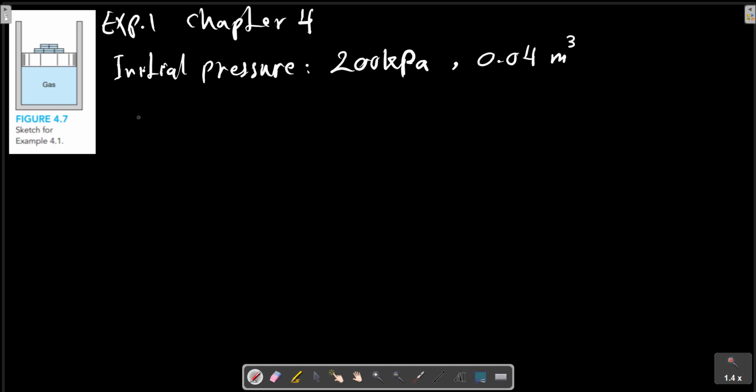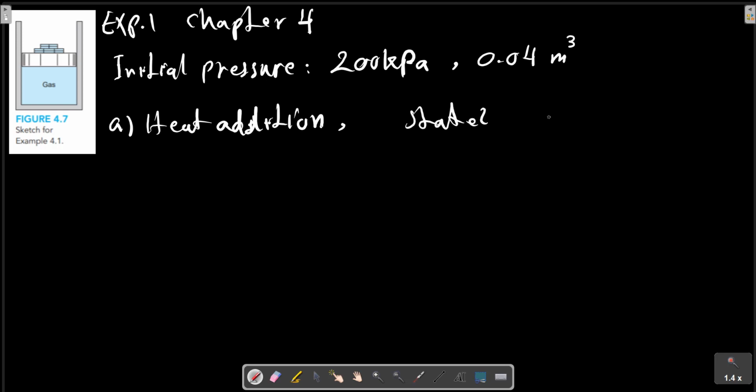Part A. With heat addition to the system, let the volume of the gas increase to stage 2, while the pressure remains constant. Calculate the work done by the system during this process.